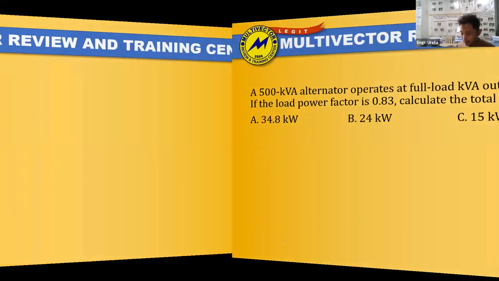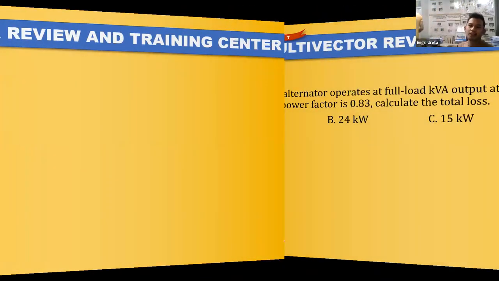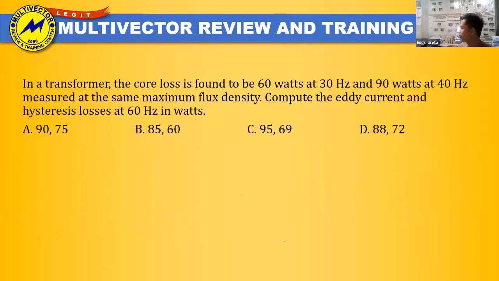Next problem is problem number 41. In a transformer, the core loss is found to be 60 watts at 30 Hz, 90 watts at 40 Hz, measured at the same maximum flux density. Compute the eddy current and hysteresis loss at 60 Hz. So here, let us first write their direct formulas. The hysteresis loss, this is the formula.